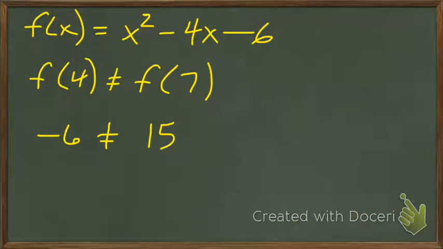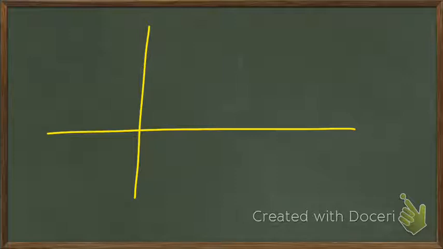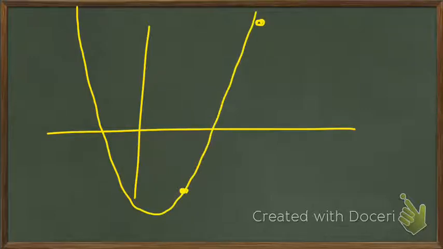When we evaluated f of 4, we got negative 6. We evaluated f of 7, we got 15. We could enjoy a lazy graph drawn by me, not very good. So 4 meets negative 6 somewhere down here. 7 meets positive 15 somewhere up there. This would be continuous. I'm not doing a good job here. But yes, there really would be a root. There would be a root somewhere around here, somewhere between x values of 4 and 7.